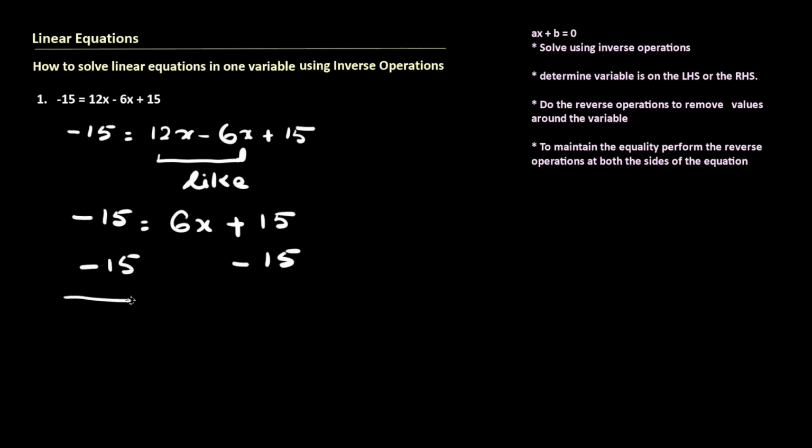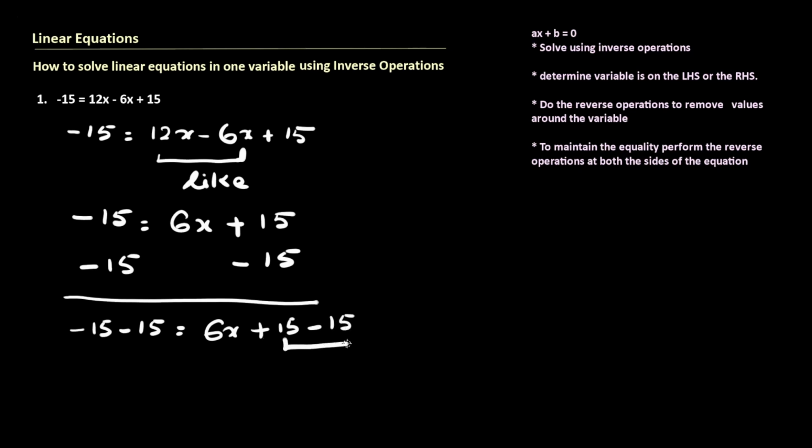equation. That makes our equation minus 15 minus 15 equal to 6x plus 15 minus 15. Plus 15 minus 15 becomes 0, and minus 15 minus 15 is minus 30, equal to 6x.